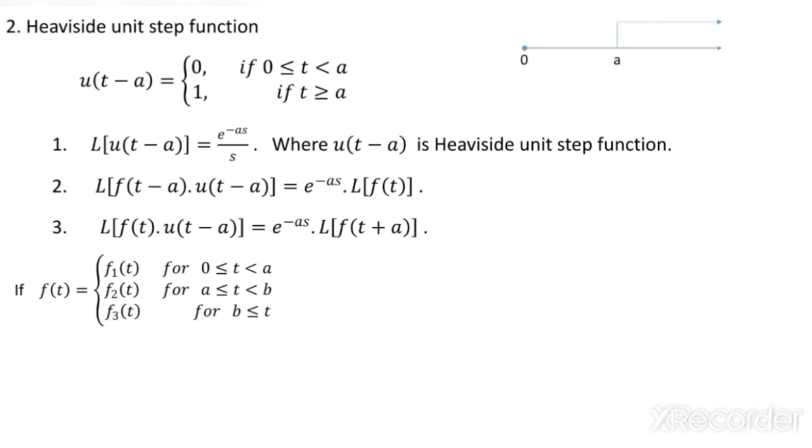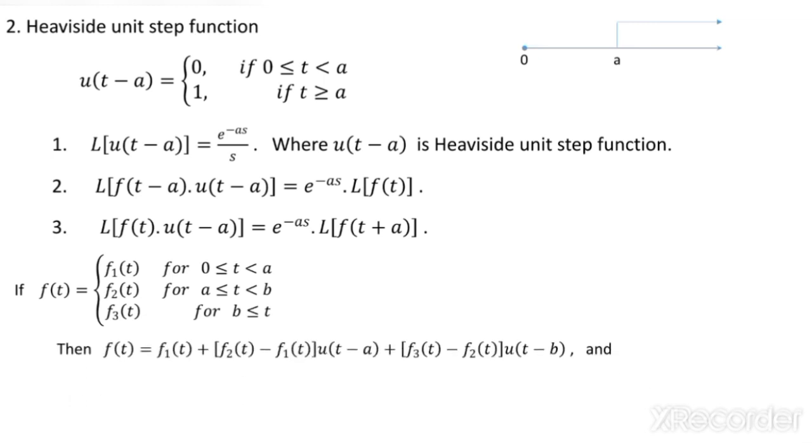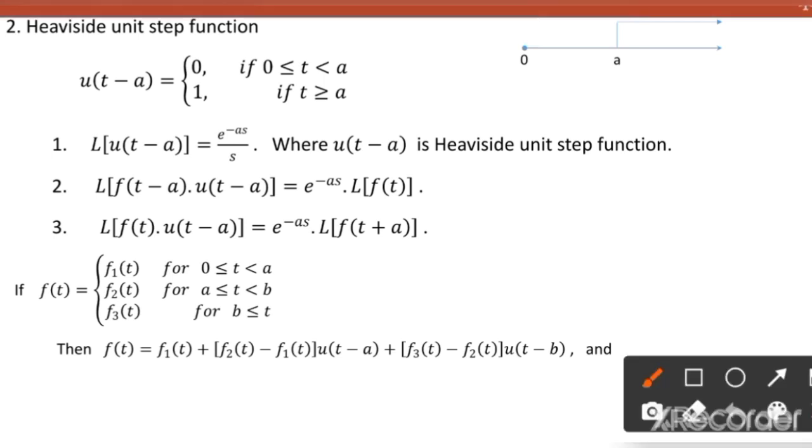In such a case we first have to express this in terms of unit step function, which can be written as f of t is equal to f1 of t plus f2 minus f1 into u of t minus a, for t less than a. Plus one more term, f3 minus f2 into u of t minus b.